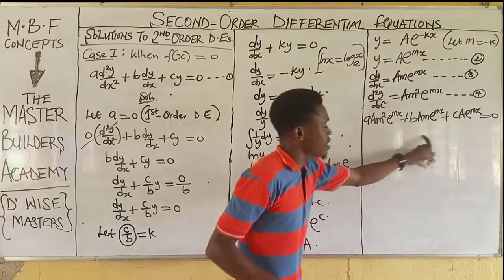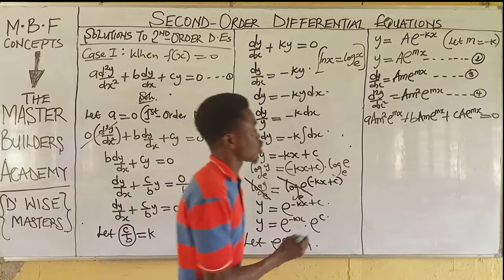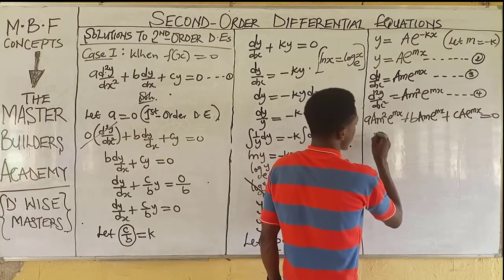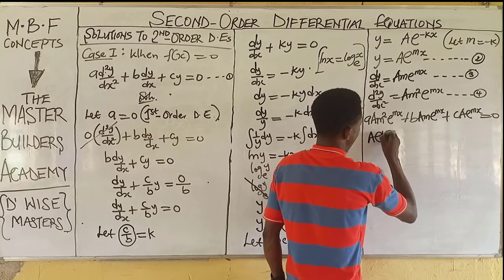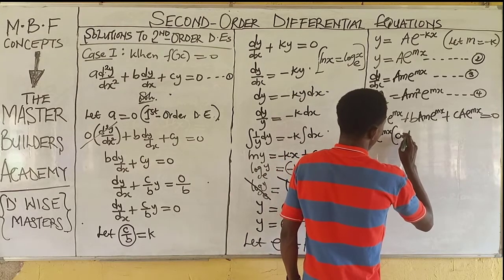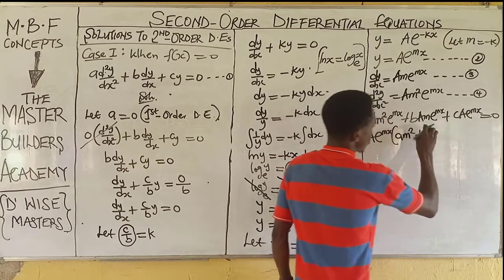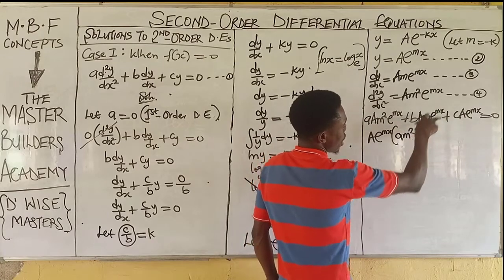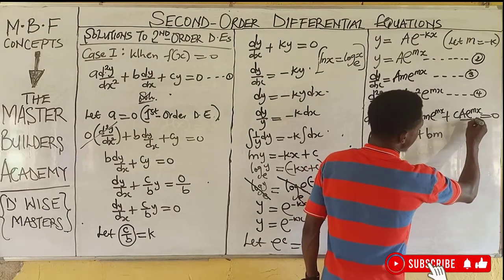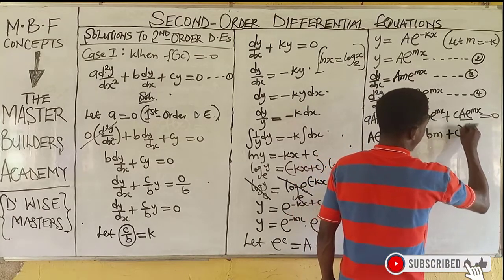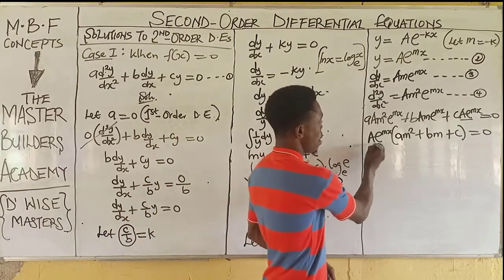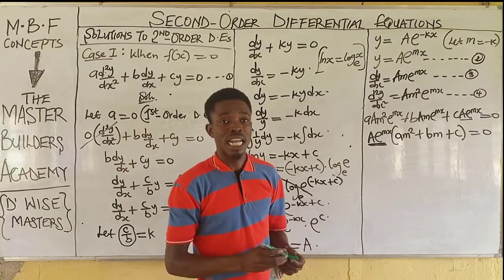Now, when I look at these three terms that I have here, something is common. And what is common here is a e^(mx). So I put down a e^(mx), open bracket, a m squared, plus if I remove a e raised to power mx, I'm going to have bm. And if I remove this from here, which is the common factor, I'm going to be left with c equal to 0. So all we need to do now is to divide both sides by this a e^(mx).